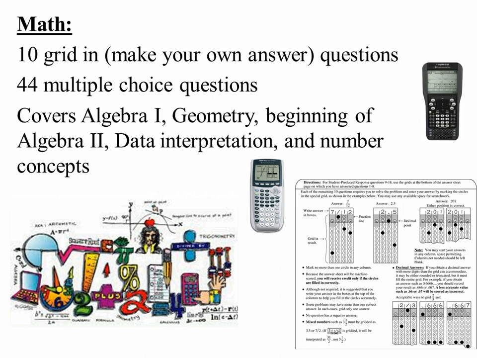So the math section will always have 10 grid-in questions, and it'll look like this, which you have in the lower right corner here. There'll also be 44 multiple choice questions. And the content covers Algebra 1, geometry, and the very beginning of Algebra 2, which many of you get to at the end of your Algebra 1 class. It also includes data interpretation, which typically means reading a graph accurately, a bar graph or a pie chart or all kinds of different graphs that you might have. And there are also a lot of number concept questions that require you to think about the qualities and properties of certain numbers like 0 and 1. And the relationships between odd and even numbers and positive and negative numbers.